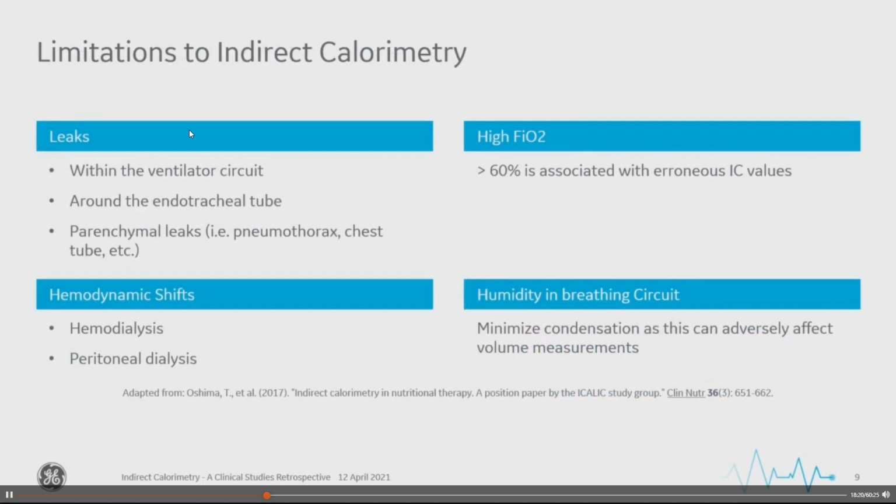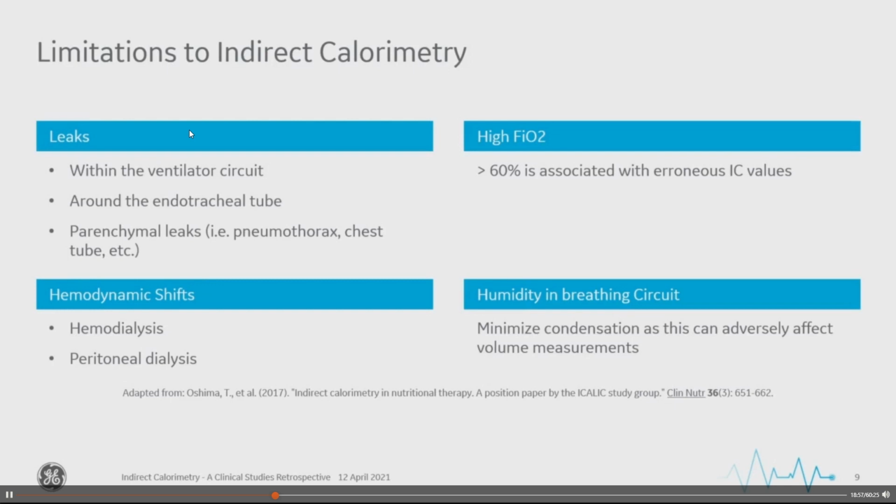Some other considerations around indirect calorimetry are the limitations. Understanding where the calorimetry measurements may not necessarily be robust. Clearly, leaks in the circuit, it's dependent upon ensuring that your circuit is closed or tight. So you want to make sure that there's no leaks within the ventilator circuit, around the endotracheal tubes, or even at the patient level if you have a chest tube and there's pneumothorax or something along those lines. We talked about hemodynamic shifts before. The reason why, like I said, with regards to balances or imbalances between oxygen delivery and oxygen consumption.